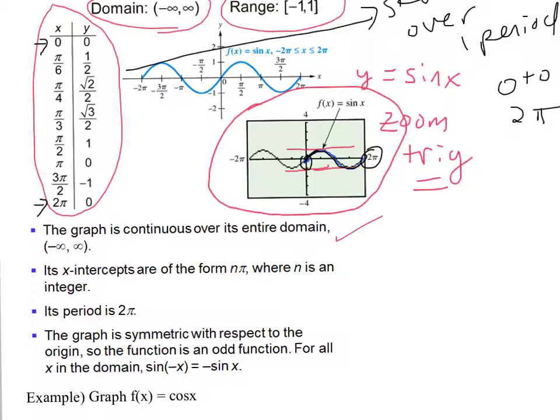The graph is continuous over its entire domain. That means you don't see any holes or jumps or gaps or breaks or vertical asymptotes. The x-intercepts are of the form n pi. That means they happen at integer multiples of pi. So you can see the intercepts are at 1 pi, 2 pi, 3 pi, 4 pi, etc. The period is 2 pi. The graph is symmetric to the origin, and you remember from college algebra, if you have that origin symmetry, you're considered an odd function, right? So that sine of negative x is the same as negative sine x. That comes from college algebra being an odd function.